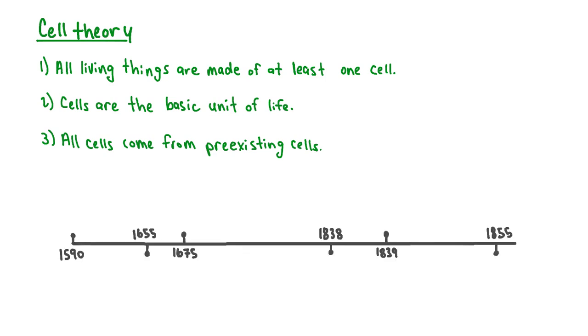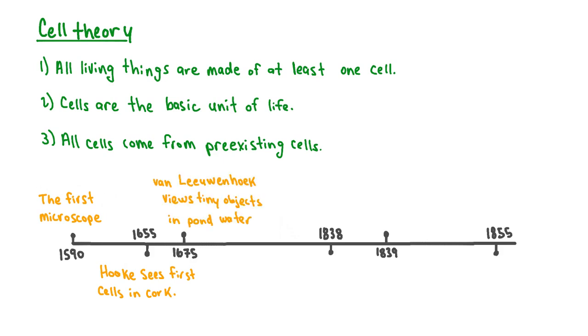As a review, let's look at the contributions that each of these scientists made to cell theory as a timeline. It begins in 1590, when the first microscope was made. Then, in 1655, Robert Hooke sees the first cells in a cork. He describes them as looking like little rectangular rooms. Then, in 1675, Antony van Leeuwenhoek views tiny objects in pond water.